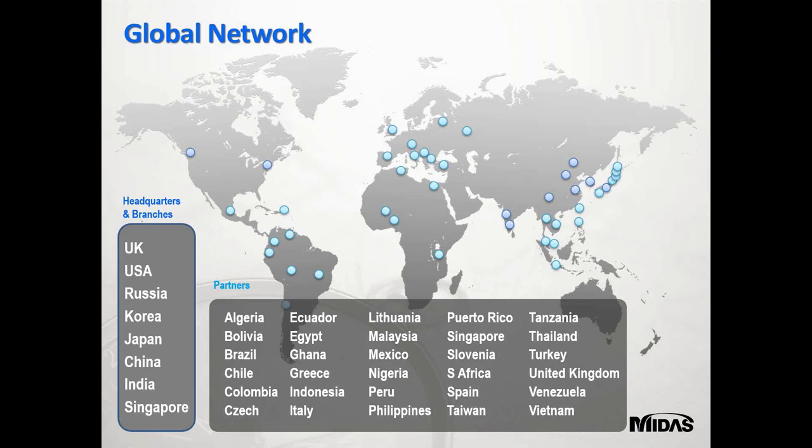We have headquarters and offices around the world. We have headquarters in Korea and branch offices around the world, starting from the USA, UK, Russia, India, Singapore, China, Japan, and so on. And we also have a number of different partners from different countries around the world which help us distribute our software and support our users.